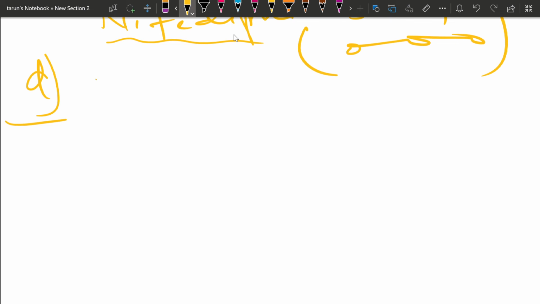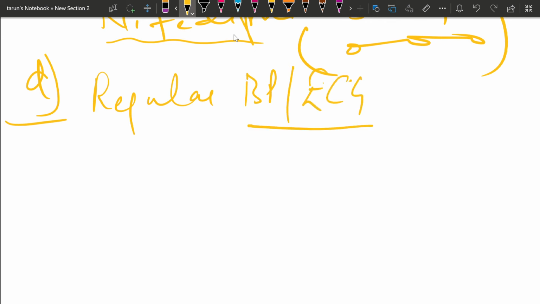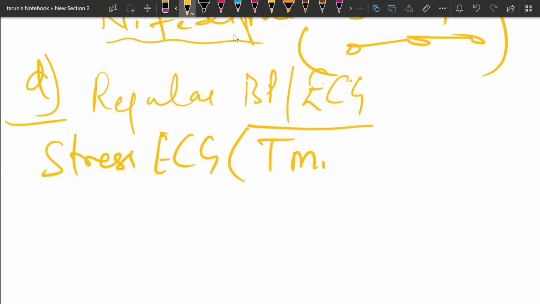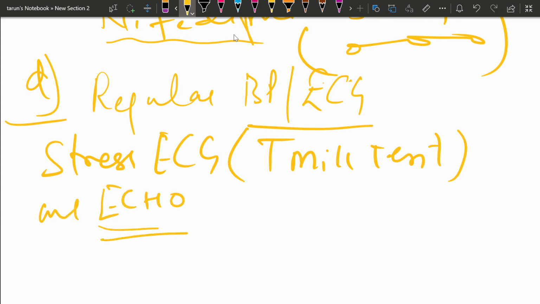Then, for preventing future attacks, you have to regularly check the blood pressure and ECG. Regular BP and ECG checkup should be done. Then stress ECG, that is the treadmill test, and echocardiography may be performed. Regular blood pressure, stress ECG and echocardiography have to be performed regularly.